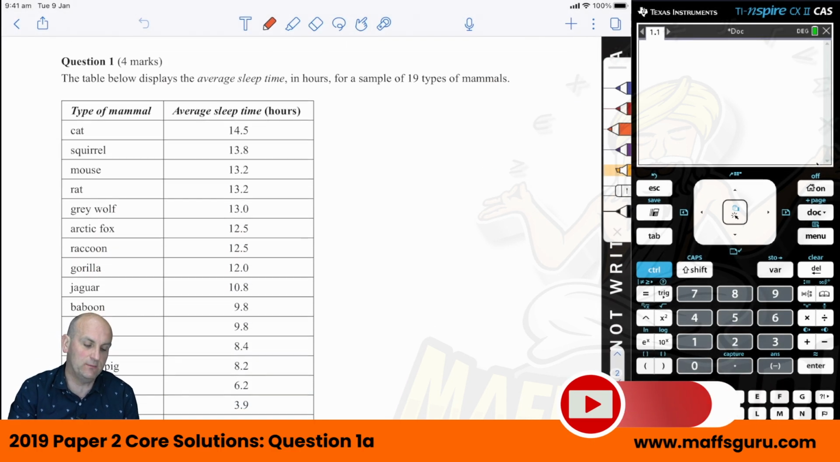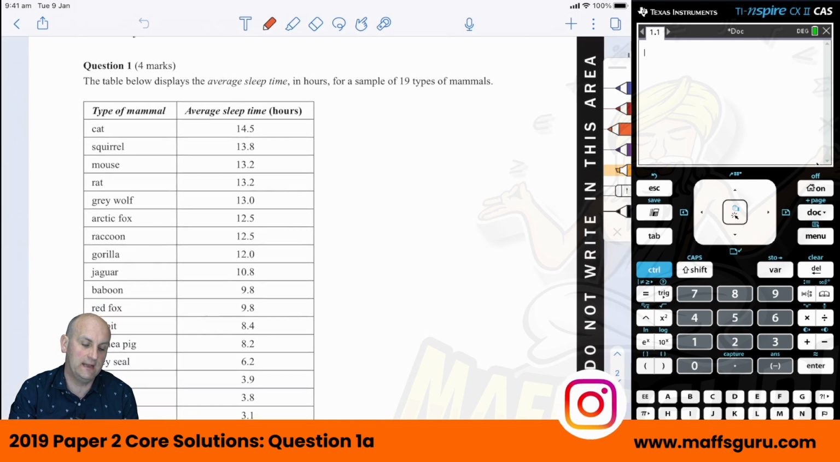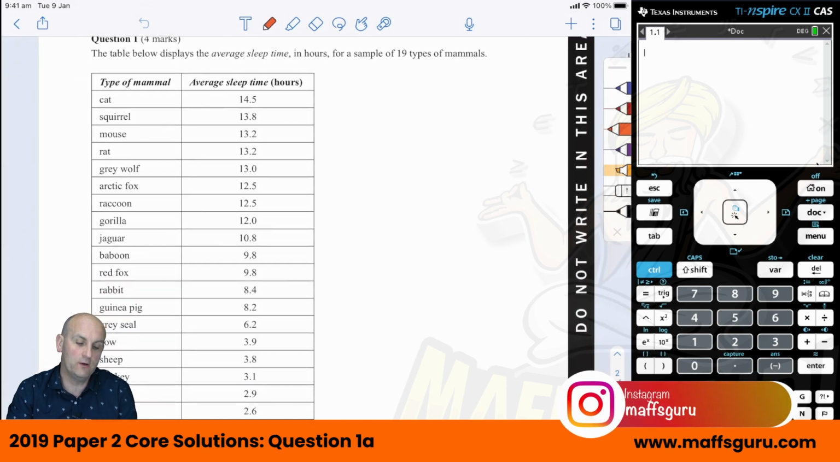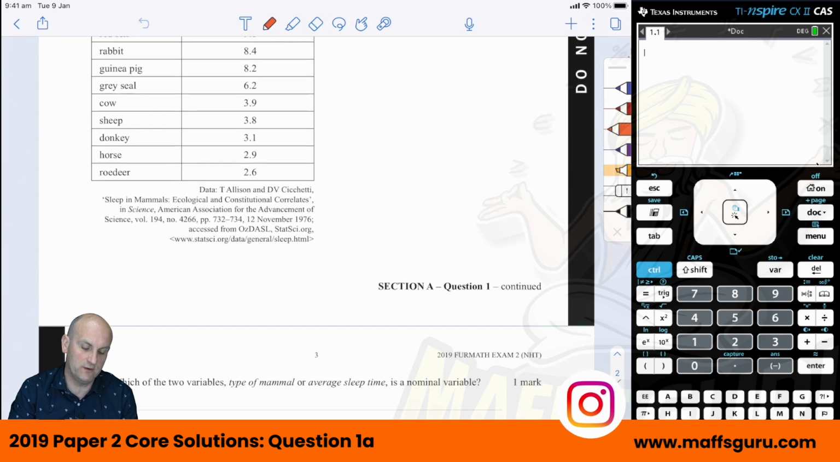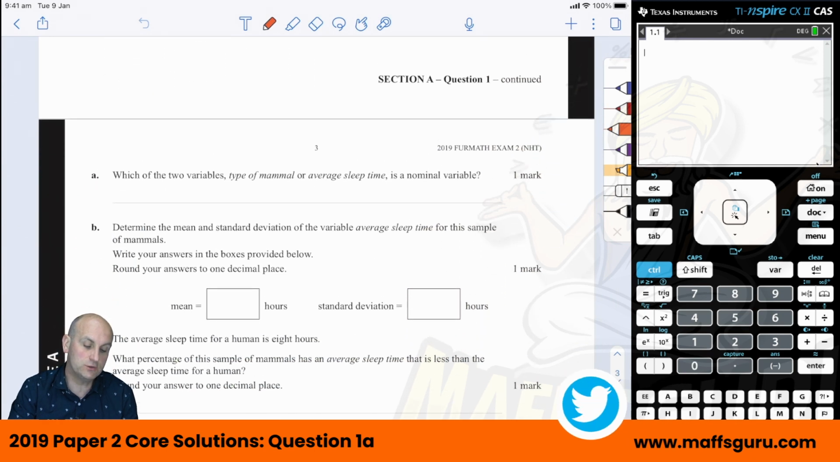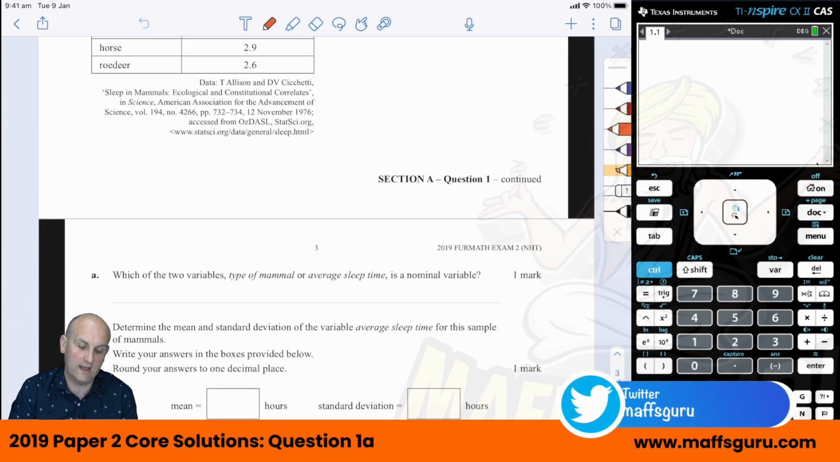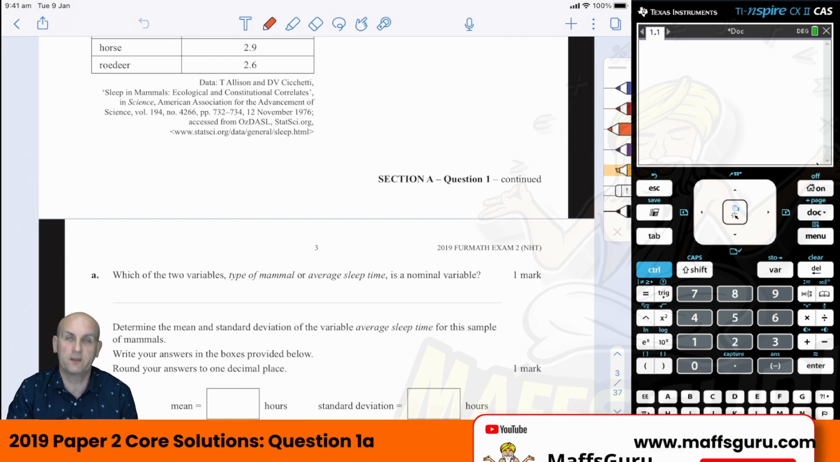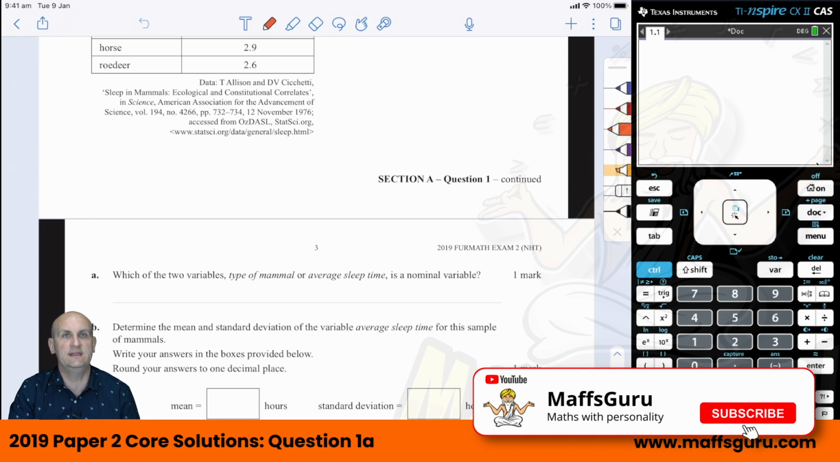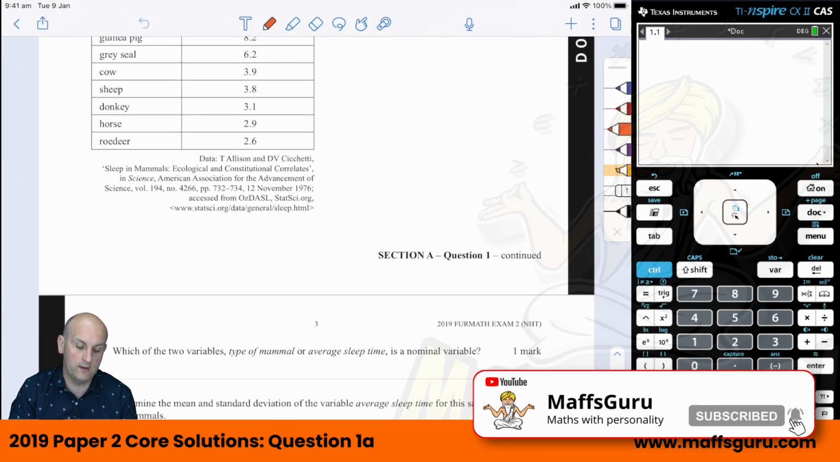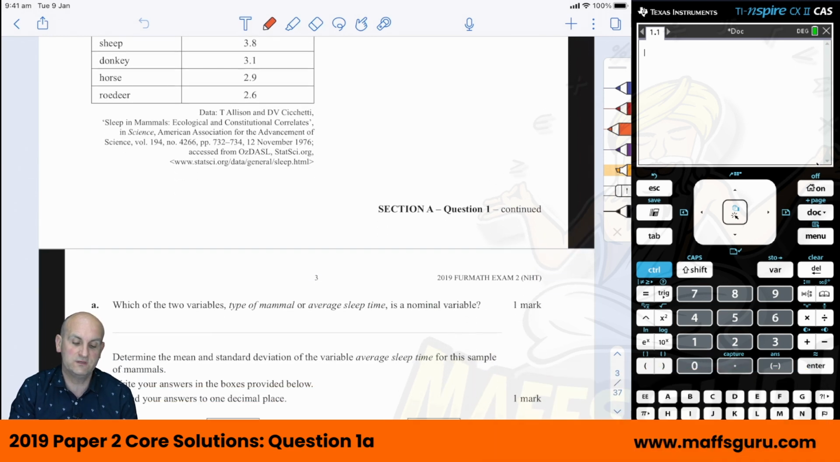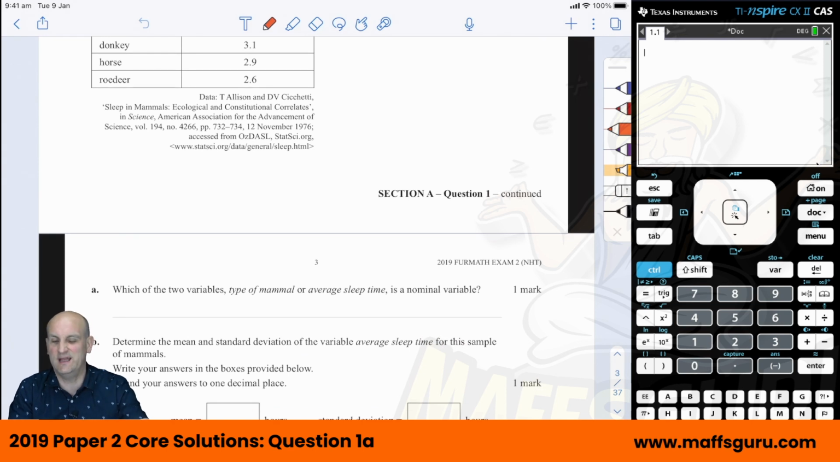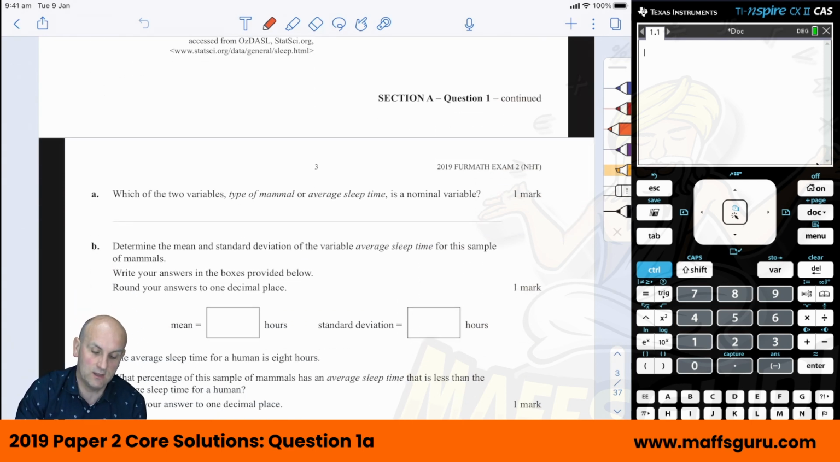Data analysis. The table below displays the average sleep time in hours for a sample of 19 types of mammal. Which of the two variables, type of mammal or average sleep time, is a nominal variable? Nominal means that it has no order. Average sleep time is a number, so it has some sort of order. So in this situation, I would be saying type of mammal.